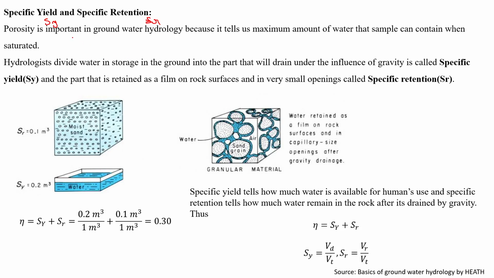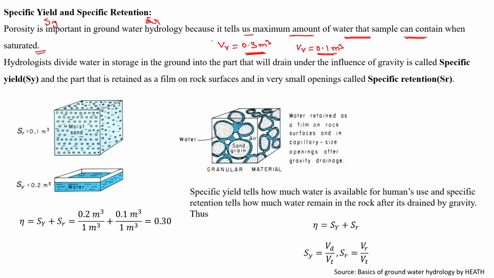Porosity is important in groundwater hydrology because it tells us the maximum amount of water that a sample can contain when it's saturated. I have shown you that if the volume of voids is 0.3 meter cube, it is possible to hold this much water inside the sample. If the volume of voids is only 0.1 meter cube, then only 0.1 meter cube of water can be supplied to the soil sample to become saturated.